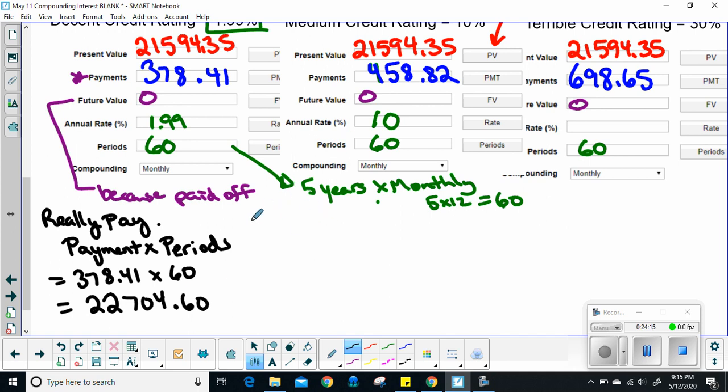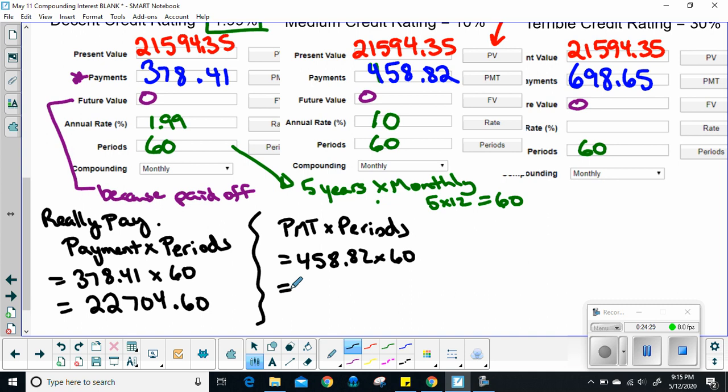Okay, what about scenario 2? Again, we have to do our payments times our periods. Now we had to pay $458.82, this is the in-between one, times 60 payments. 458.82 times 60 equals $27,529.20. So now we're paying $6,000 in interest. Yeah, that's not cheap.